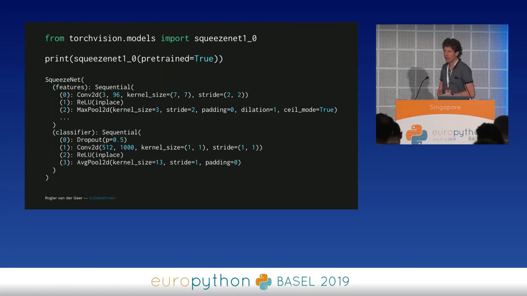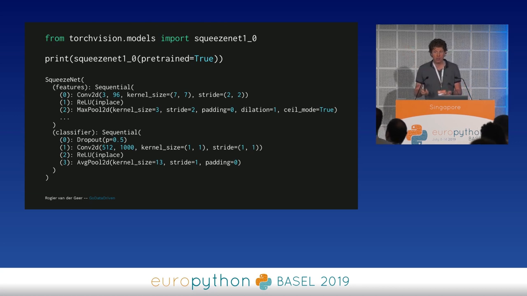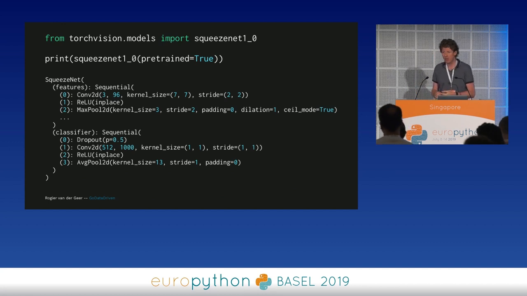If we just print the network, it will show us all the layers. And we find that it consists of two parts. The first part is called the features, and it has a lot of layers, and I couldn't fit them all on the slides. I think it's 20 layers or so. You have lots of convolutions and pooling and these ReLU functions, all in a sequence after each other. And then in the end, there's the classifier part, which consists of four pieces, of which you already recognize three. There's the 2D convolution, there's the ReLU, and then average pooling at the end.